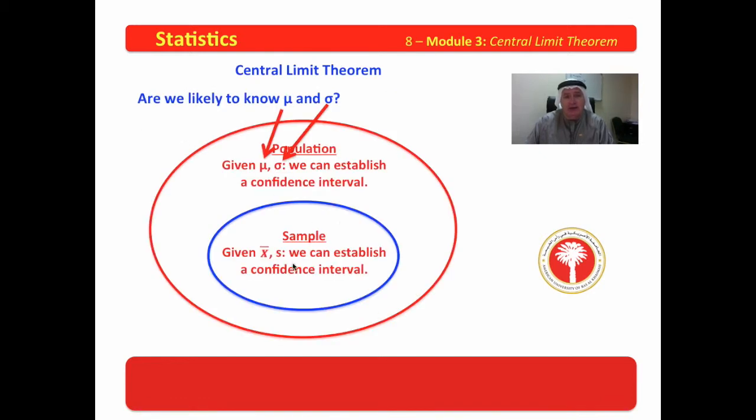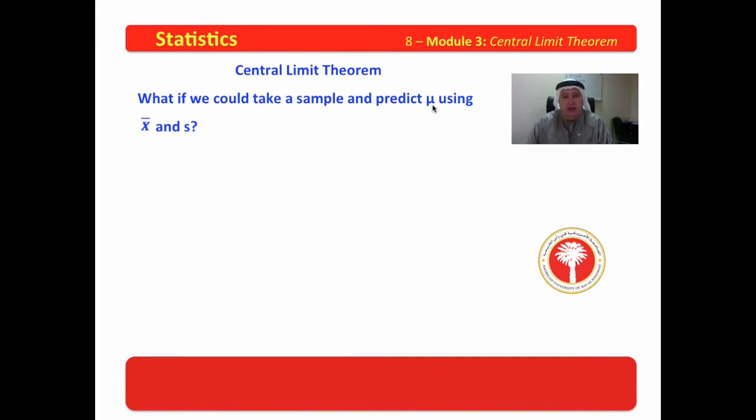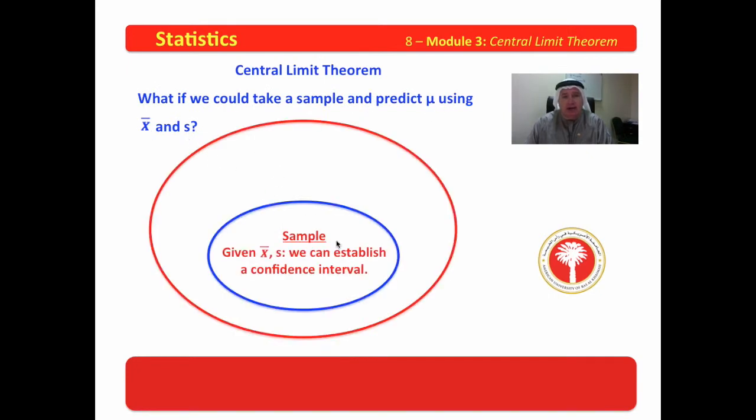Now, what if we could take this sample and use it to predict these things? What if we could take a sample and predict mu using x bar and s? Here's the picture. We don't know much in this picture about the population, but we're able to take a sample. If we take a sample, then we can establish the size of that sample, which is n, and we can quickly identify x bar and s. Suppose we take a sample and we know x bar and s. Can we establish a confidence interval for mu? That's the question. Can we use the sample descriptive statistics to infer values of mu?